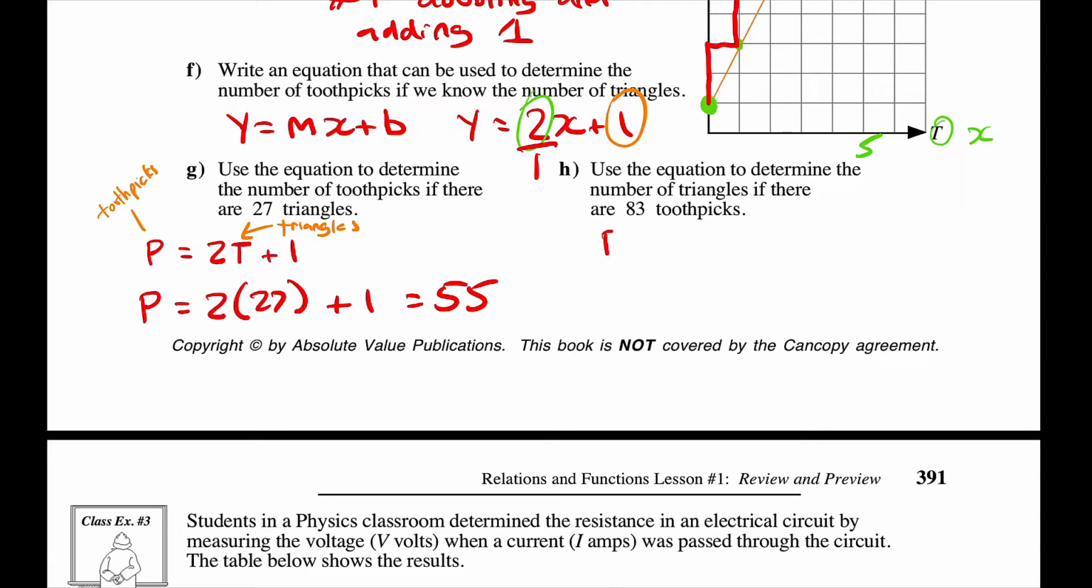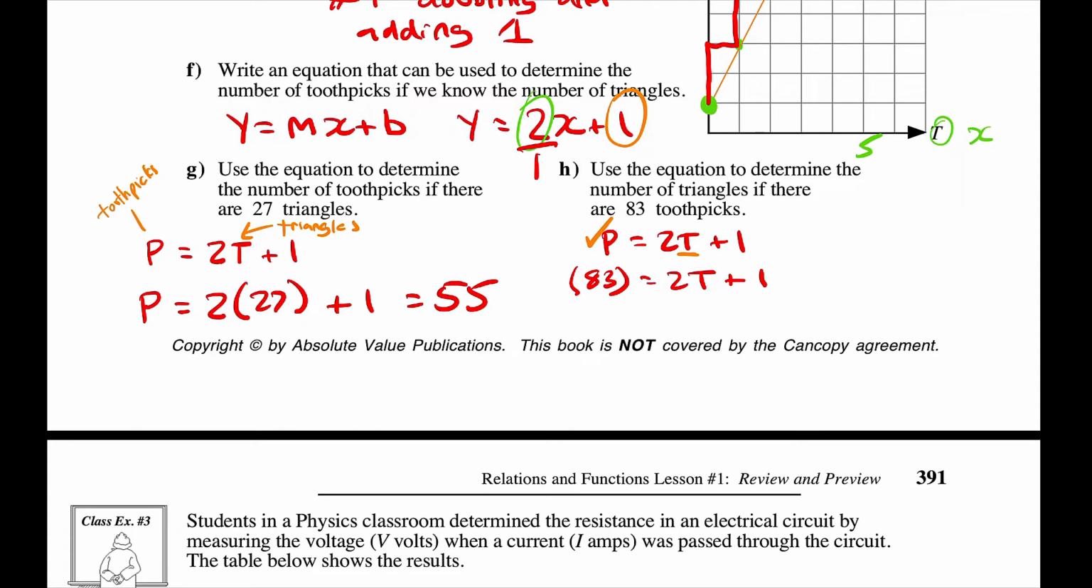And the formula stays the same. Now in this one, it's saying determine the number of triangles. So that's t. This is the one we're trying to solve for if we know p, the number of toothpicks. So again, I'm just going to substitute. I'll have 83 is equal to 2t plus 1.